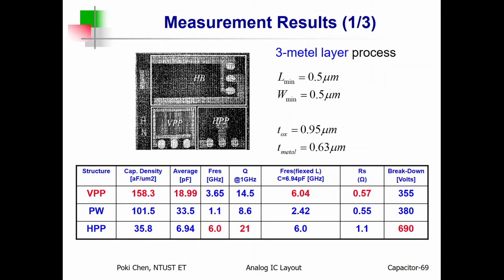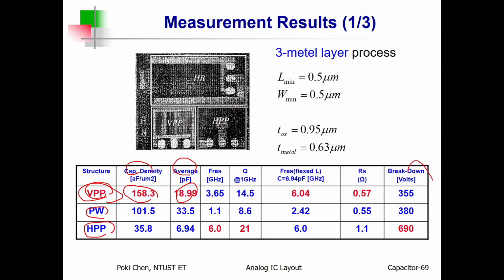Here are some kind of measurement results. For 3 metal layer, you can see the authors tried to implement 3 kind of capacitors. One is VPP, parallel wire, and then the traditional horizontal parallel plate capacitor. After measurement, you can see VPP is almost the best. According to the capacitance density, it is the best. How about the average capacitance? It is the best. Okay? Yeah, many of them.